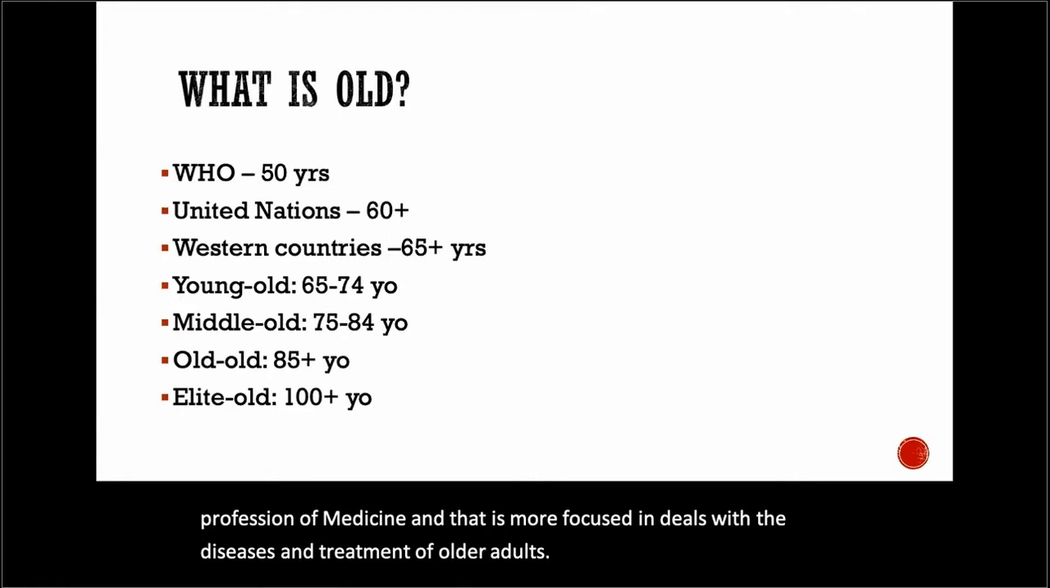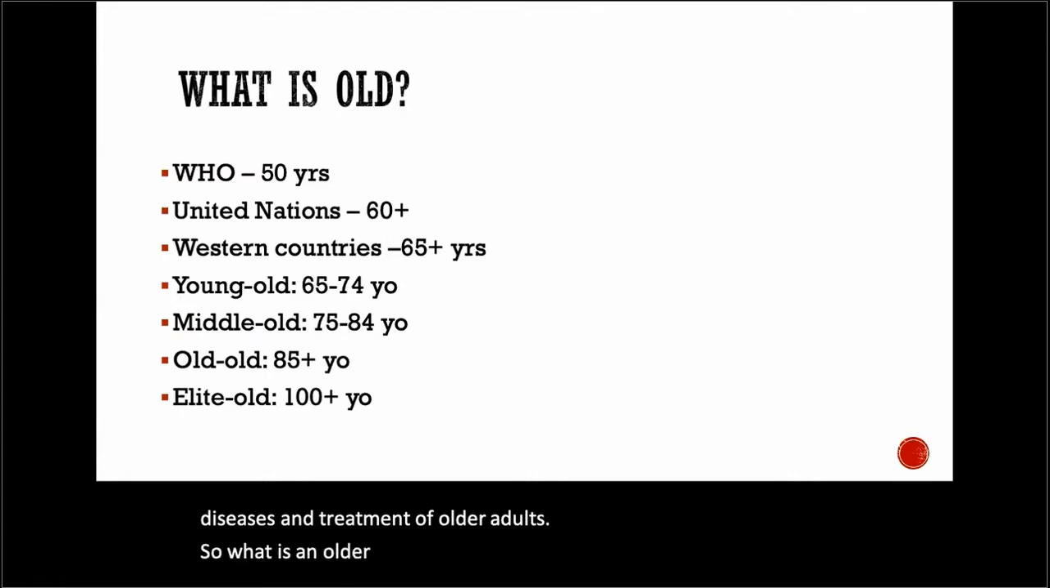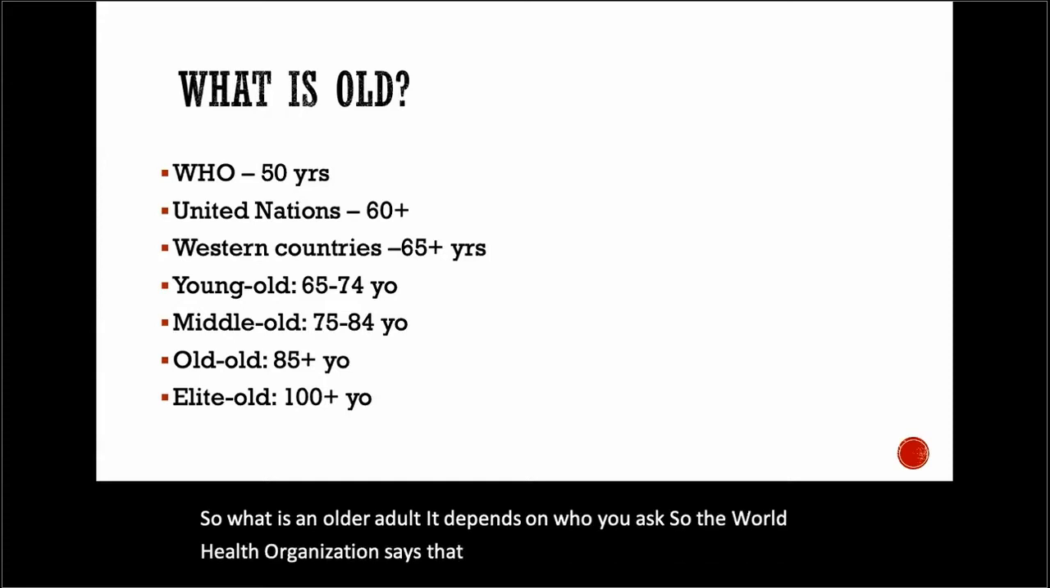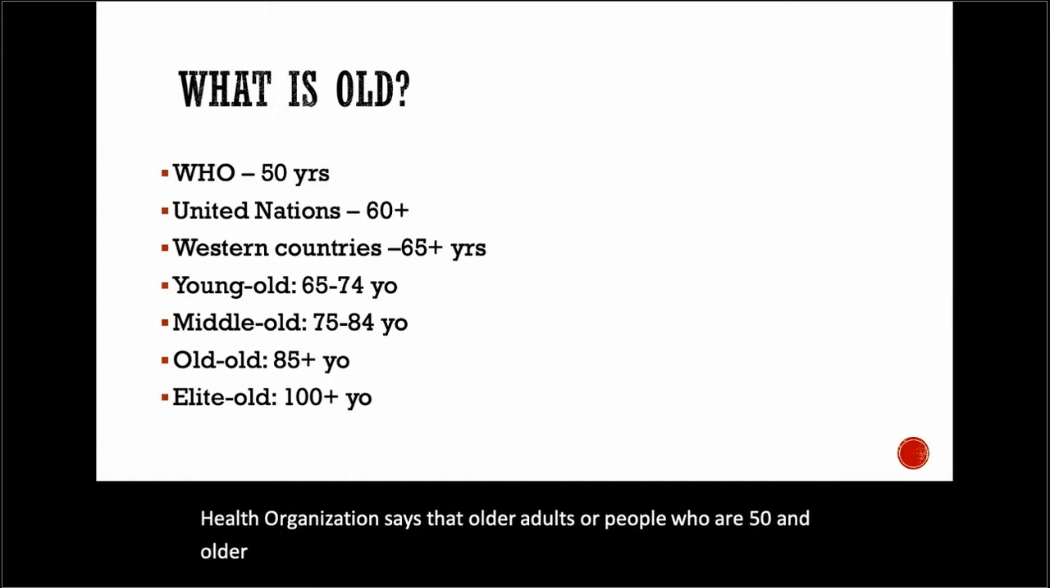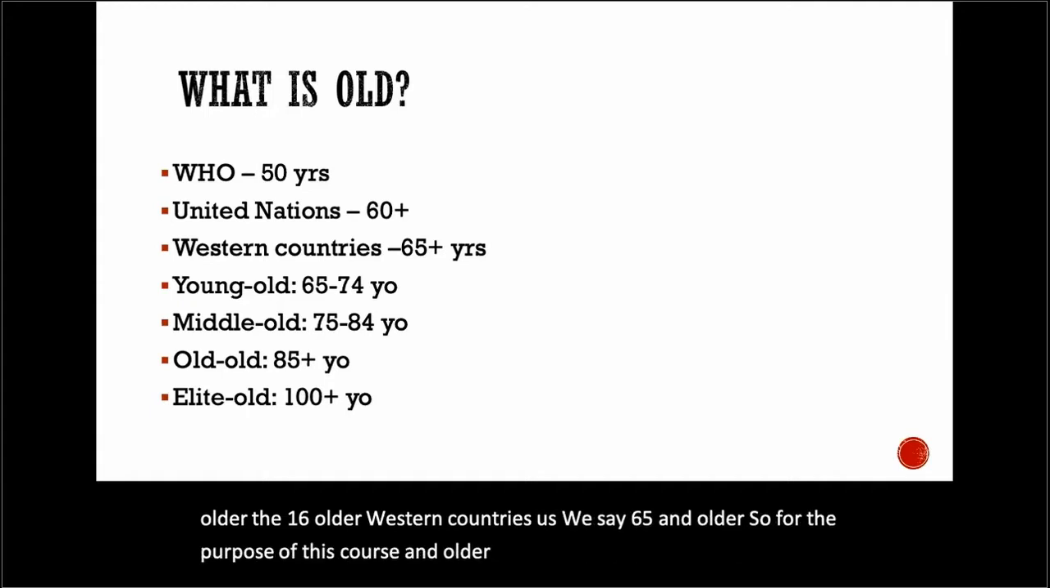So what is an older adult? Well, it depends on who you ask. So the World Health Organization says that older adults are people who are 50 and older, the UN 60 and older, Western countries, us, we say 65 and older. So for the purpose of this course, an older adult is a person who is 65 or older.